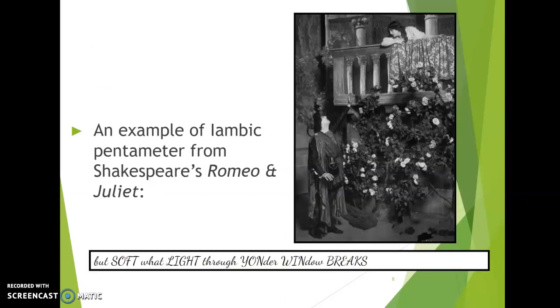Okay, so an example of iambic pentameter from Shakespeare's Romeo and Juliet is from the famous balcony scene. "But soft, what light through yonder window breaks." That is 10 syllables, 5 feet, 2 syllables per foot. When you put it all together, it's 10 syllables, and it follows iambic pentameter.